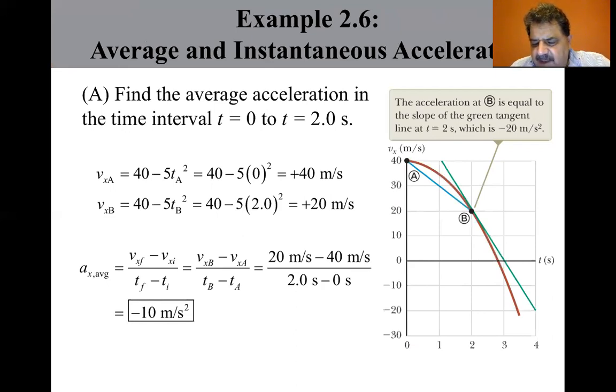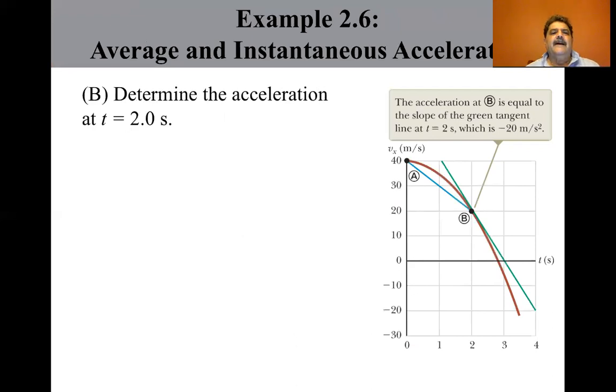Okay, the negative sign is consistent with our expectations. The average acceleration represented by the slope of the blue line joining the initial and final points on the velocity time graph is negative. Okay, determine the acceleration at t equals 2 seconds.